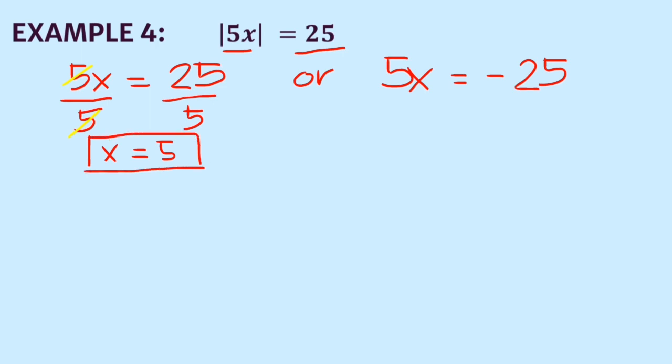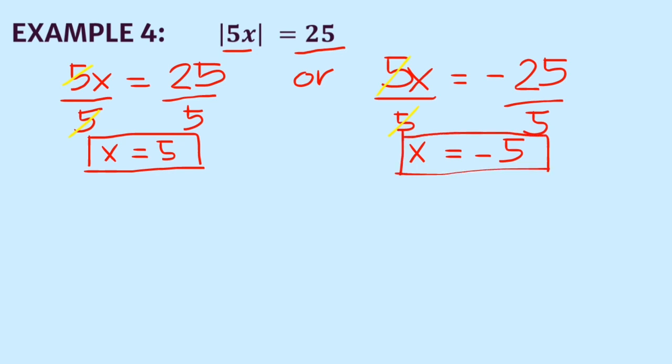For statement 1. Okay, let's solve statement 2. Same process. Let's divide this by 5 on both sides. And we can now eliminate this one because 5 divided by 5 is 1x, or simply we just put x here. So negative 25 divided by 5 is what? Negative 5. Okay, let's check if our 5 and negative 5 are the solutions to the given equation.